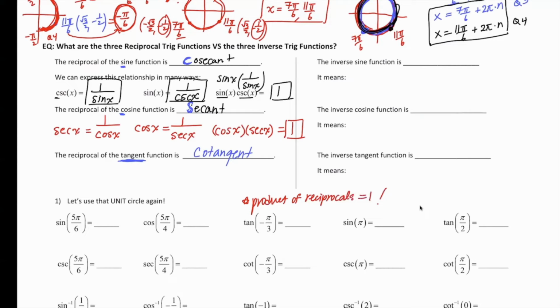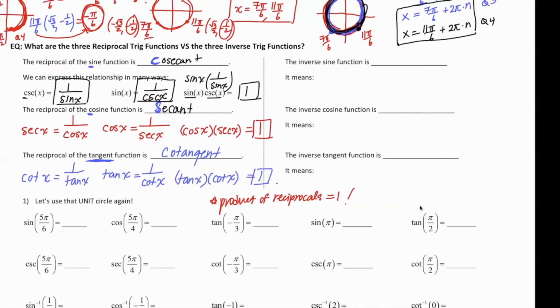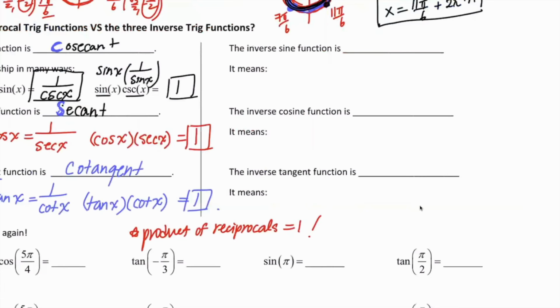Then reciprocal of tangent is cotangent. So that means cotangent is 1 over tangent, which means tangent is a reciprocal of cotangent. And if you multiply them together, tangent multiplied by cotangent, again, multiplying the reciprocals is going to equal 1. That's it. Okay. Now on the right side, inverse sine.